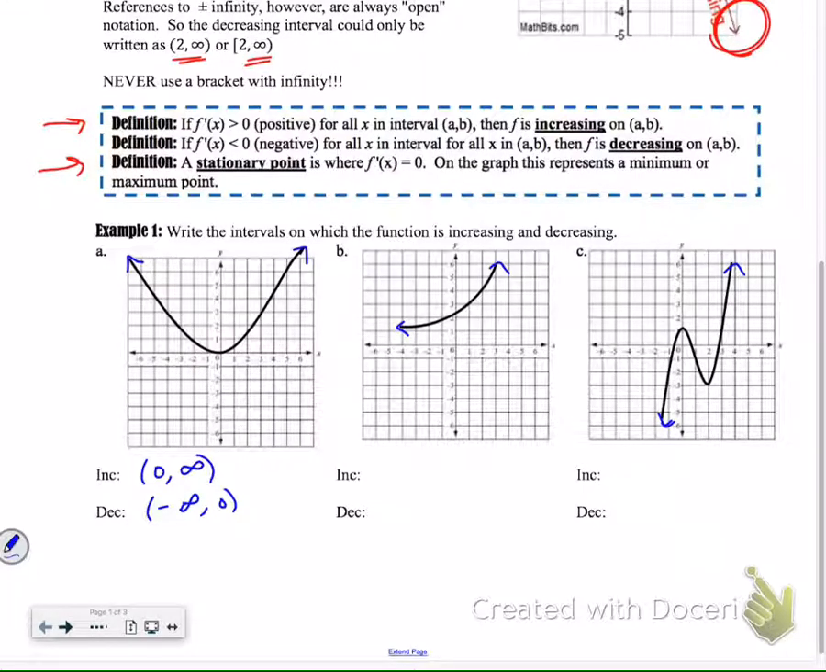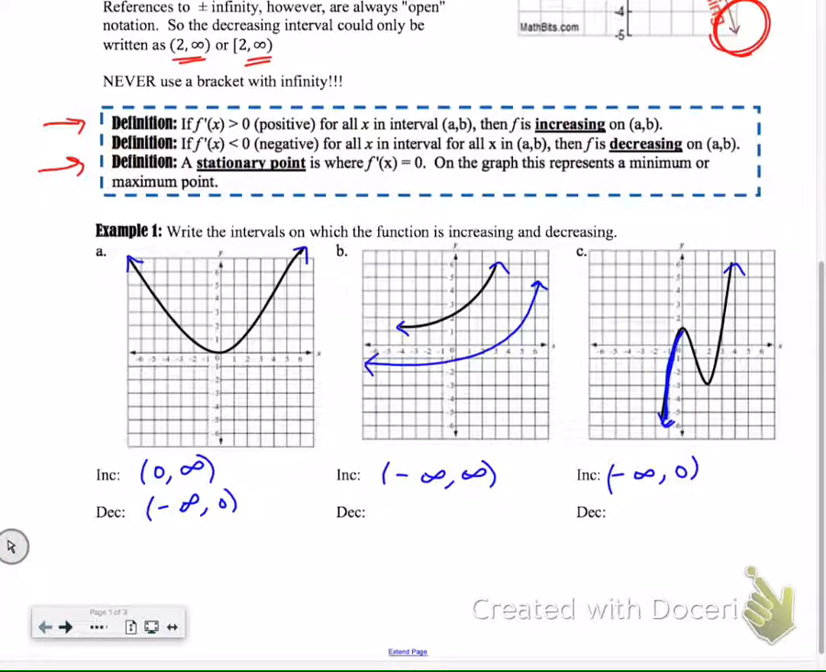The next one, this would be increasing the entire time. So from negative infinity to infinity. The graph is the whole time going up. The last one, we are increasing from negative infinity until I get to 0. That would represent this right here. Then we start going down. We're going down from 0 until I get to 2.